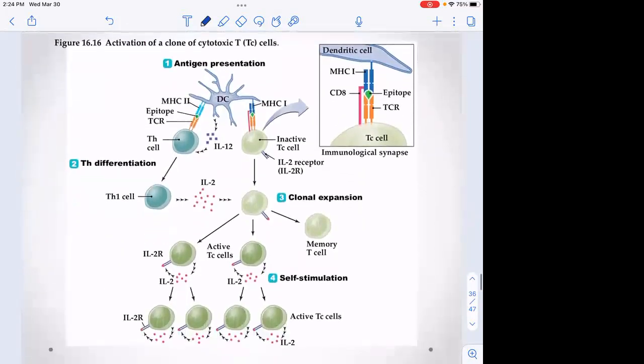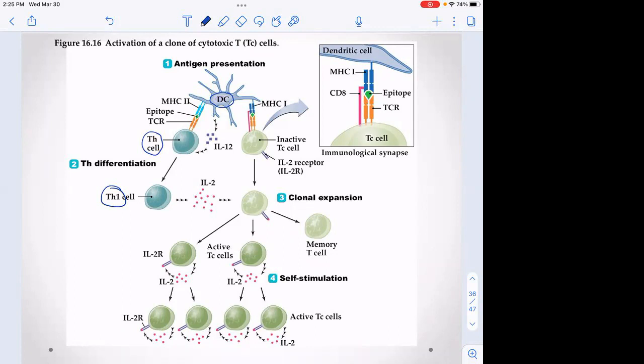Okay, your book's graphic just adds a couple of details that I want to point out. Okay, so here it starts with a dendritic cell. And of course, a dendritic cell is phagocytizing this antigen maybe and presenting it with MHC class 2 to that T helper cell. That T helper cell, when it activates, it actually differentiates into a T helper 1 cell and releases the right cytokines.